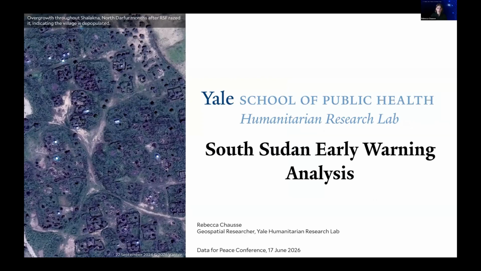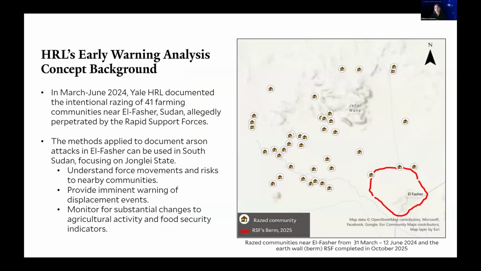potential human security incidents. So before I go into detail about our South Sudan concept, I want to give a little bit of background of where this concept came from. Between March and June 2024, Yale HRL documented the intentional razing of 41 farming communities near El-Fasher, Sudan, allegedly perpetrated by the Rapid Support Forces.